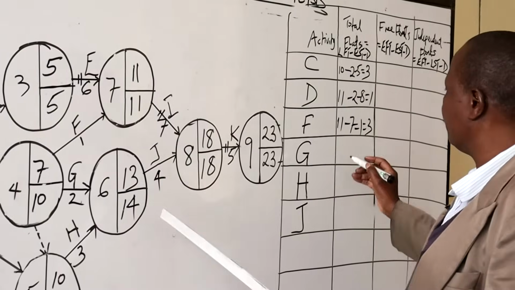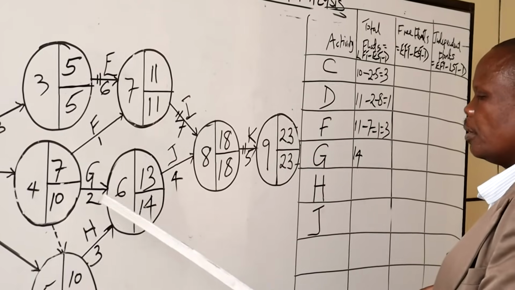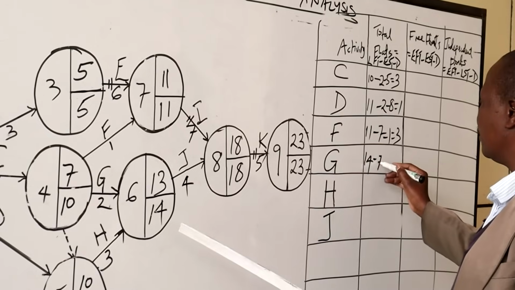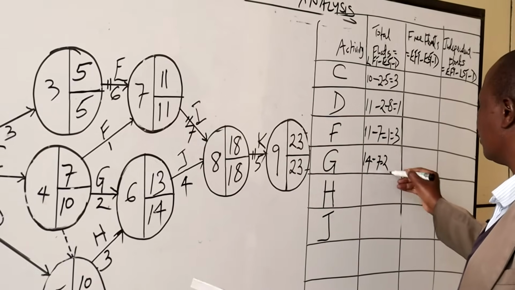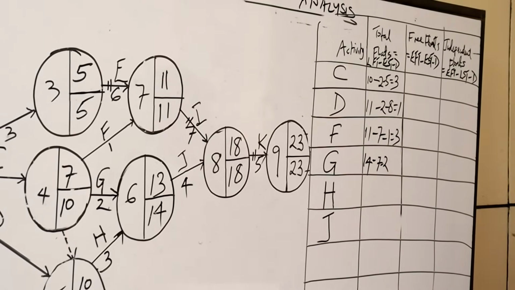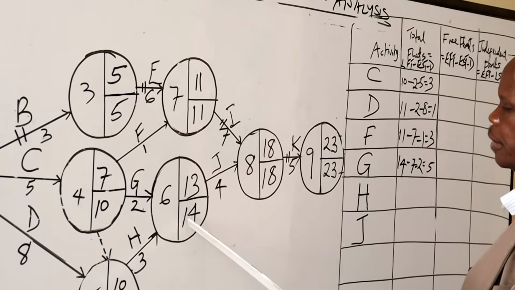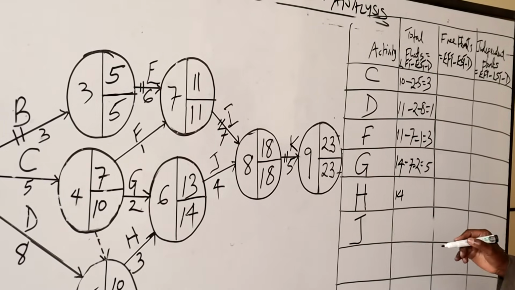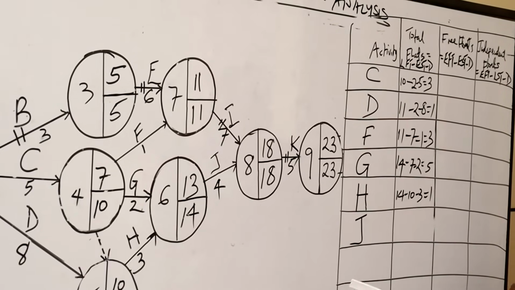G, the latest finishing time is 14, minus earliest starting time is 7, then minus the duration, which is 14 minus 9, which is 5. Then H is 14 minus earliest is 10 minus 3, and that is 1 day.